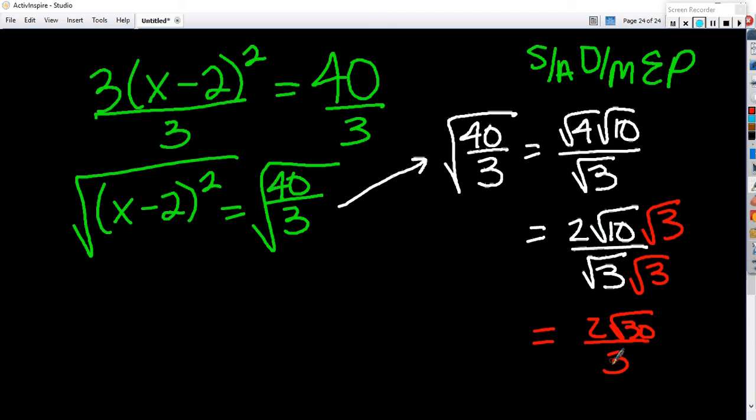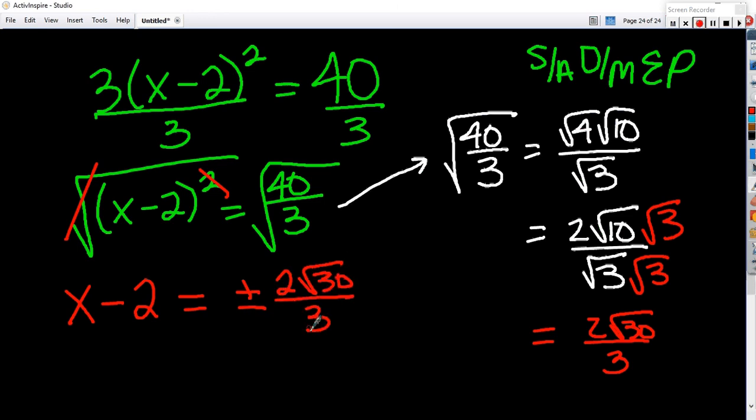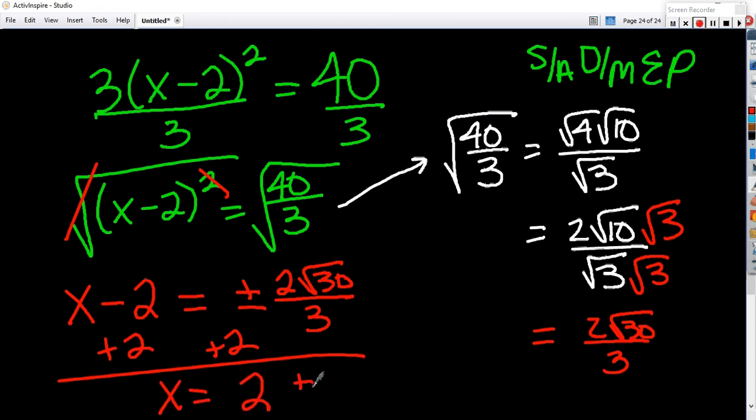So now I've got, this is gone. x minus 3 equals. Put the plus or minus in front. Just because it looks like a terrible fraction doesn't mean it really is. I've got to add 2 to each side. Now, that's going to be pretty hard to add a 2 to that. So if you can't do it, write it. In other words, say 2 plus or minus 2 root 30 over 3. That is a perfectly acceptable answer.